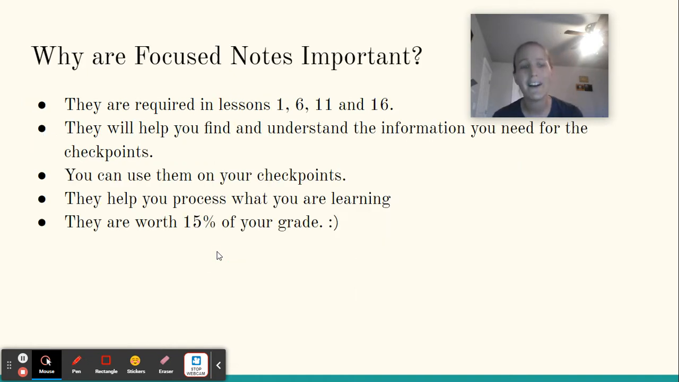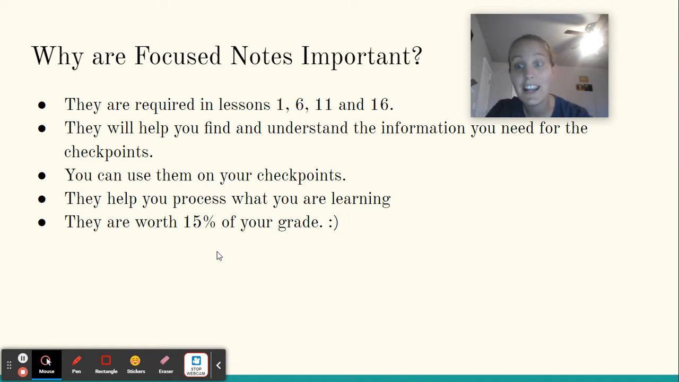So first of all, why are focus notes important? Come on, Mrs. Gilling. Why are they important? Let me tell you. First of all, they are required. You get a grade for them. So that's number one reason why they're important. But they're only required in lessons 1, 6, 11, and 16. So there's only 4 of them that you have to turn in.